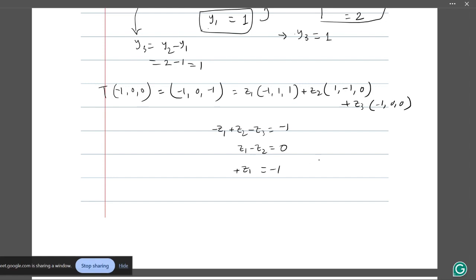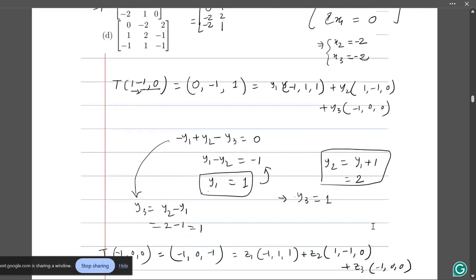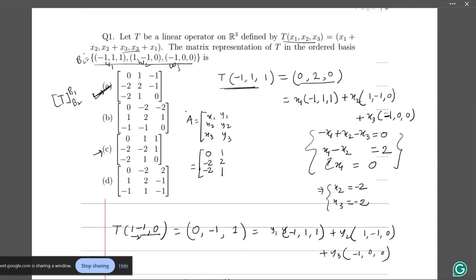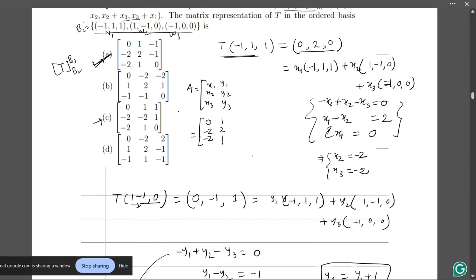So from here we get z2 is equal to z1. The second equation implies z2 is equal to z1 is equal to minus 1. And because z1 and z2 are equal, this term will be 0, so z3 is equal to 1. So the last column should be -1, -1, 1. Let's see if A is. See, we are getting wrong things, right? All options are incorrect. Let's see once more.